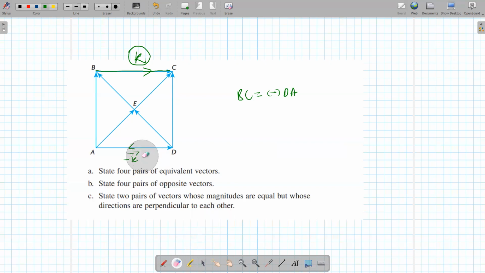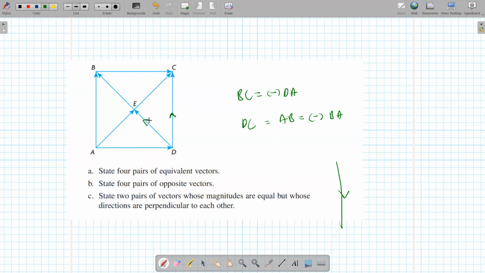D to C. Is opposite of what? So D to C, yeah. So we're looking at this guy. Correct? It's equal to A to B, but then it's also equal to the negative of B to A. Because negative B to A looks like this, right? This is negative B to A. It's opposite of D to C. You see that? We're just flipping it upside down or left to right or whatever.